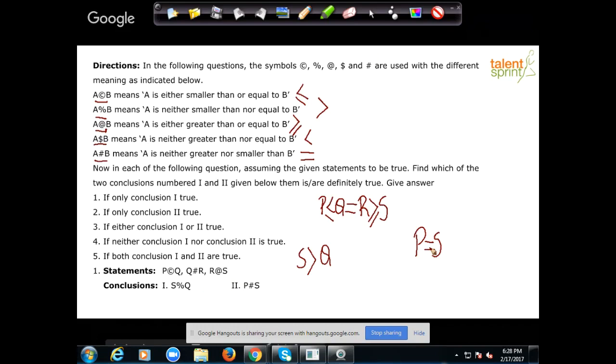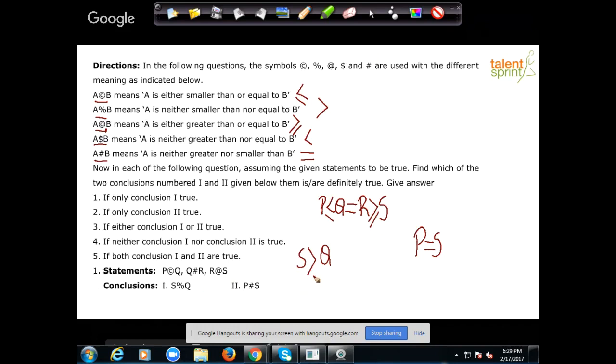Now, first, let us look at conclusion one. S, they tell us that S is percentage Q, meaning that S is actually greater than Q. Now, if you look at the inequality here, we know that Q is equal to R and R is actually greater than S, which means that there is a clear discrepancy here. Here we are talking of a greater than relationship between Q and S, but here our conclusion is saying that actually it is smaller than.